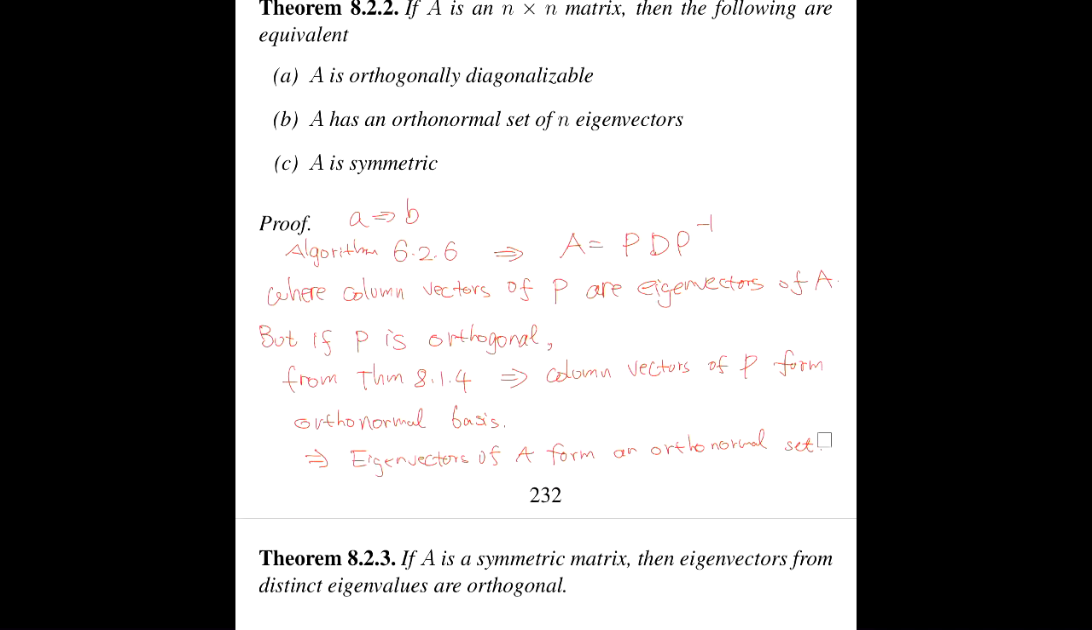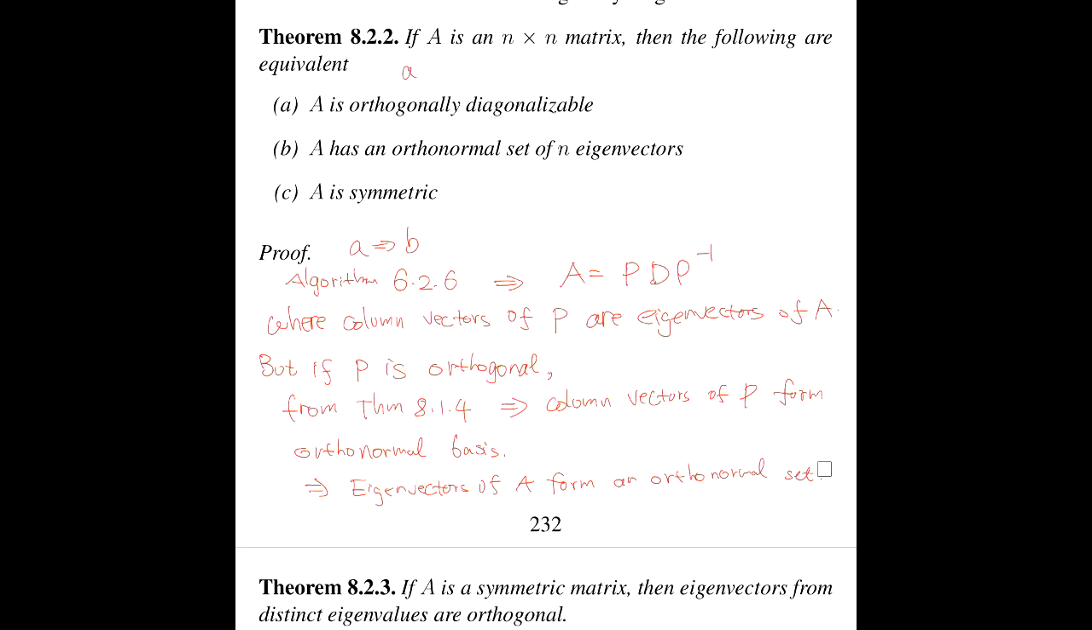That's from A to B. Then from B to A will be in the problem set, and from C to A will be in the MTH 2025 workshop. Okay, so we will not talk about this here.